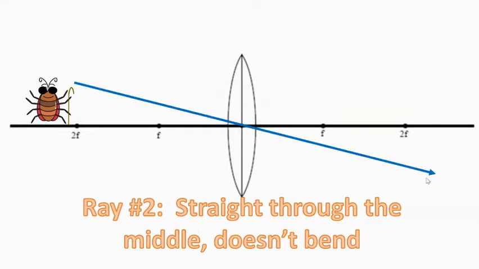The second type of ray that's useful is one that goes through the very center of the lens. And why is that useful? Because if it goes through the very center of the lens, it will not bend between this part and this part here. And actually, it bends a little bit in the lens, but the bends cancel each other out so that you could draw a straight line through the middle of the lens, and that is where the ray would go.